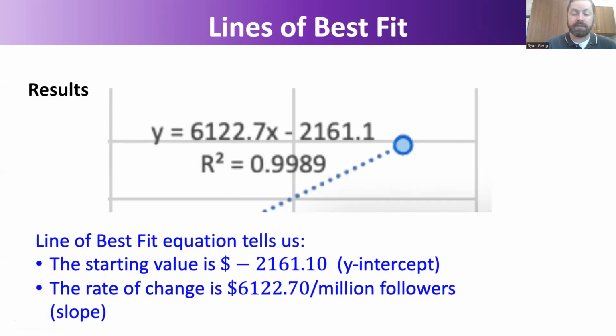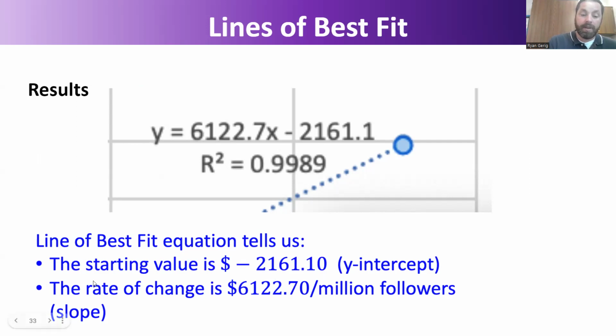Let me give you a little context here. This is talking about the payout for the number of millions of followers you have on Twitter. So what this is saying, if your y-intercept is negative, is you have to pay $2,000 if you have no followers on Twitter. It doesn't really make much sense here. You're not going to pay anything to start a Twitter account and have no followers. So that's where you've got to kind of look at it. Sometimes these numbers don't make sense in the context of the problem.